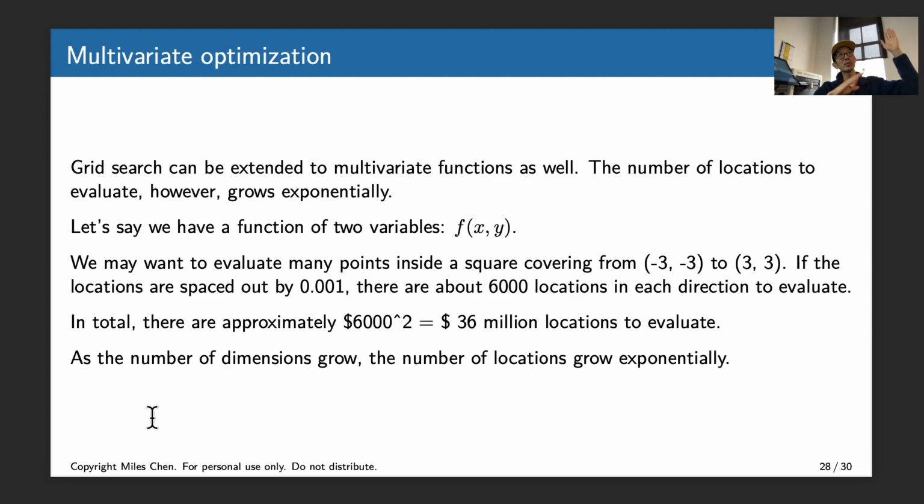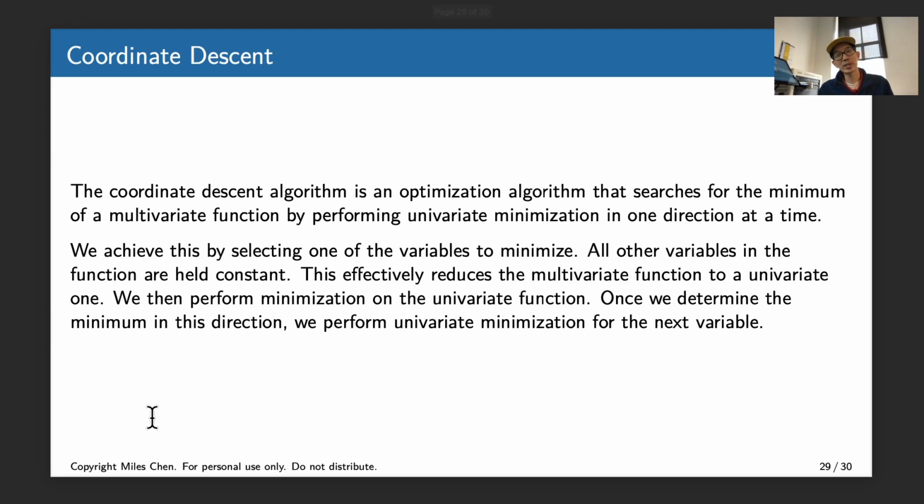If you have a three-dimensional function, now you have 36 million times 6,000, you have 216 billion locations to evaluate, right? And so you can see this is going to become wildly inefficient very, very quickly, right? So the number of locations to evaluate grows exponentially with each dimension. And so when you are in a multivariate situation, we need something more efficient than just grid search, okay? And that's where we introduce coordinate descent, okay?